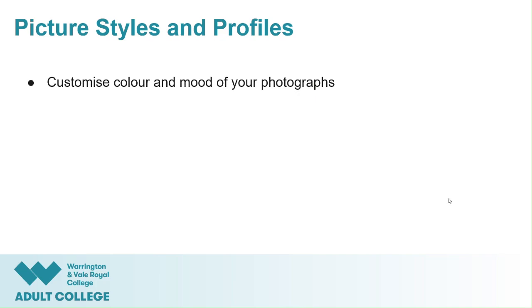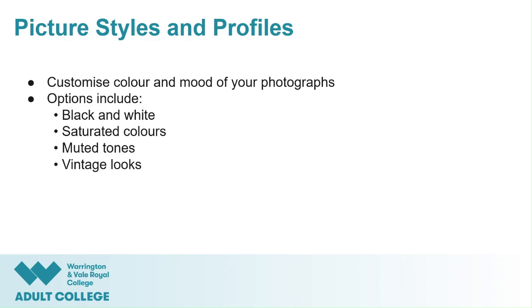Picture styles and picture profiles, these depend on your individual cameras. Very many cameras have a different and often varied selection of these. Modern cameras often use these as a marketing ploy, but they can be quite useful when you want a certain styling of your image straight off. So for example, you might want an image in grayscale, black and white. You might want an image which appears to be like an old-fashioned photograph, like a vintage photograph, etc.